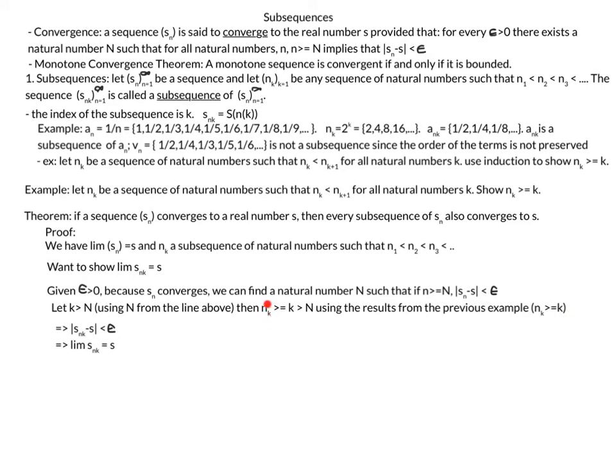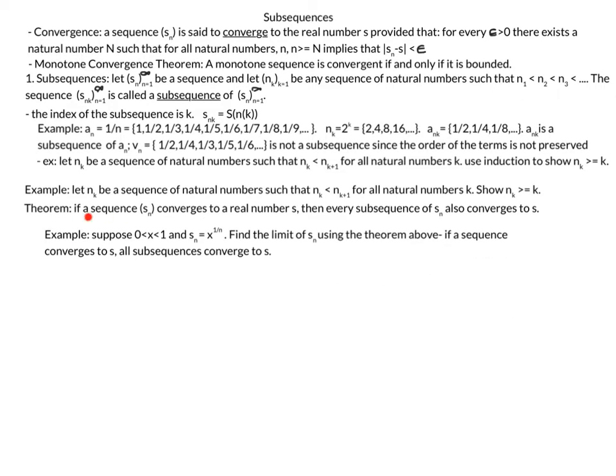So what we have is nk is now the function that is picking out the terms from our sequence. And with nk greater than N, that means snk minus s is also within epsilon, because we're going to pick out the nk that are greater than N. So snk minus s is less than epsilon, which means the limit of snk is also equal to s. This is the theorem: if a sequence converges to a real number s, then the subsequence also converges to s.